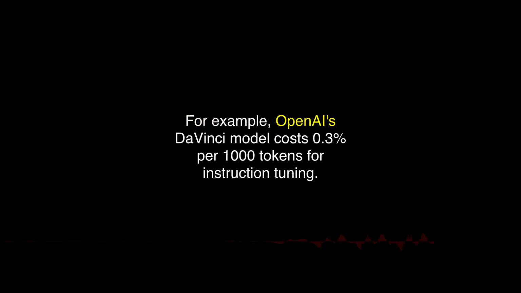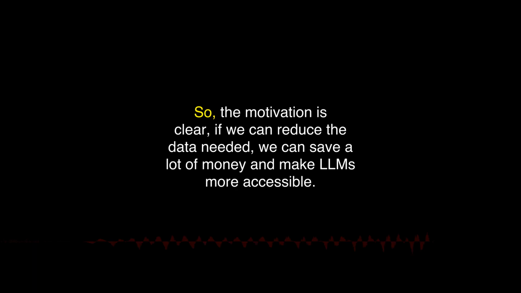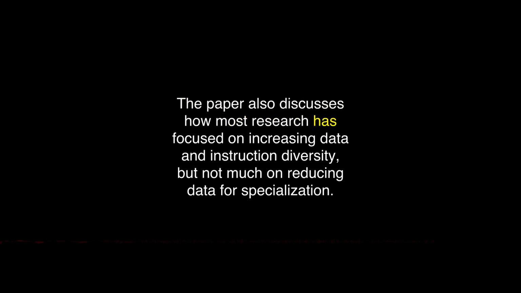And it's a big deal because, as the paper mentions, training costs can be astronomical. For example, OpenAI's DaVinci model costs 0.03 dollars per 1,000 tokens for instruction tuning. If you use a dataset like P3, which has 250 billion tokens, that's millions of dollars just for one round of tuning. Exactly. So, the motivation is clear. If we can reduce the data needed, we can save a lot of money and make LLMs more accessible. The paper also discusses how most research has focused on increasing data and instruction diversity, but not much on reducing data for specialization. That's a gap they want to fill.